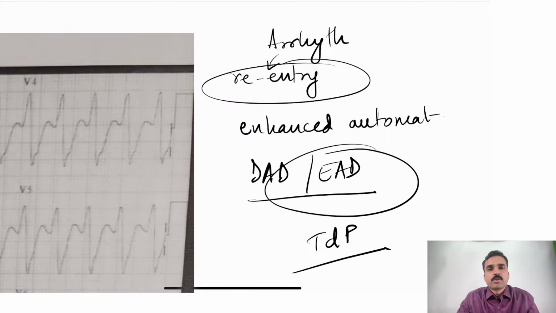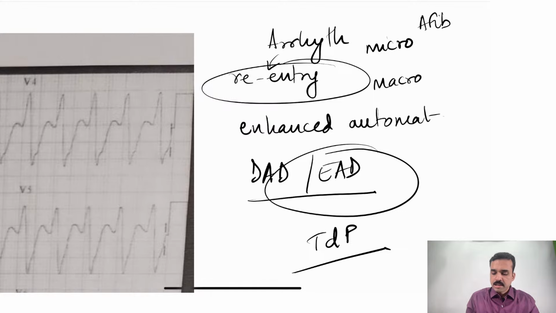Patients with long QT can end up developing a polymorphic ventricular tachycardia. But nonetheless, if the patient is hemodynamically unstable, you need to give them a DC shock. It may not work, but still you need to try. Re-entry based arrhythmias, re-entry can be micro circuit, micro re-entry or macro. Micro re-entry include atrial fibrillation, AV-NRT.